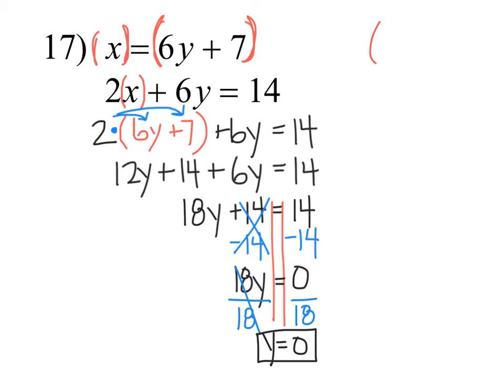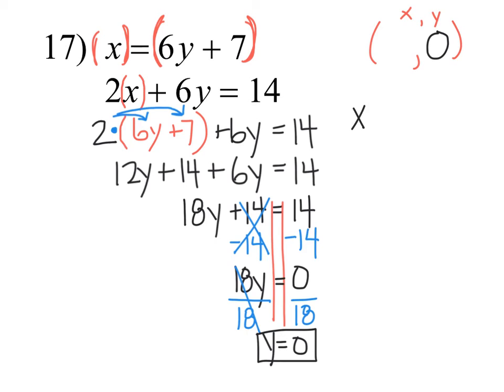My final answer is halfway done. My final answer is up here, my xy coordinate pair. My y, we just found out, is 0. Now I've got to use that to go back and calculate my x. Well, in this equation, they told us that if we knew our y number, we could multiply it by 6 and then add 7, and that would give us our x number.